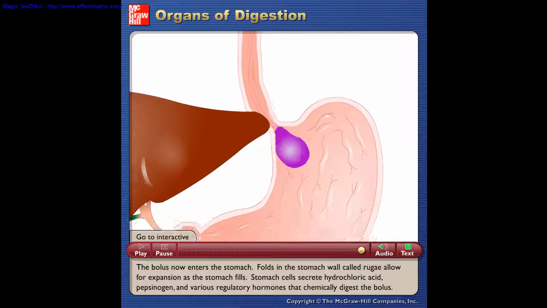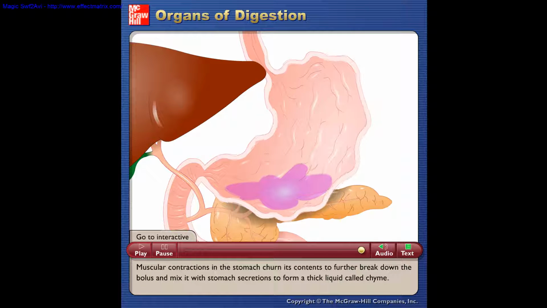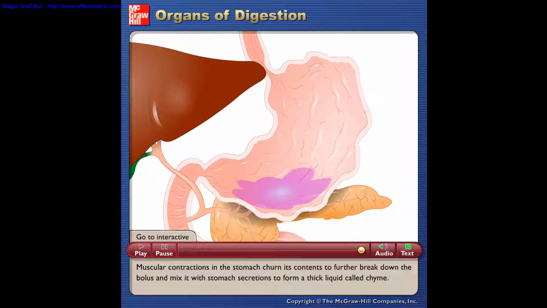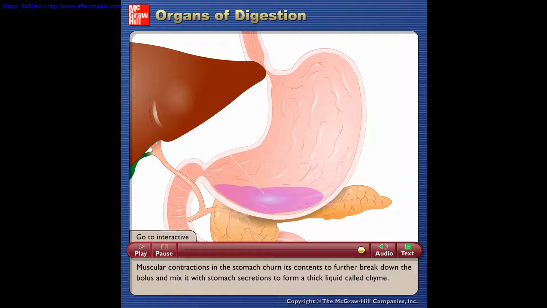The bolus now enters the stomach. Folds in the stomach wall called rugae allow for expansion as the stomach fills. Stomach cells secrete hydrochloric acid, pepsinogen, and various regulatory hormones that chemically digest the bolus. Muscular contractions in the stomach churn its contents to further break down the bolus and mix it with stomach secretions to form a thick liquid called chyme.